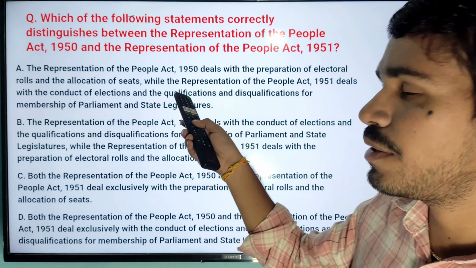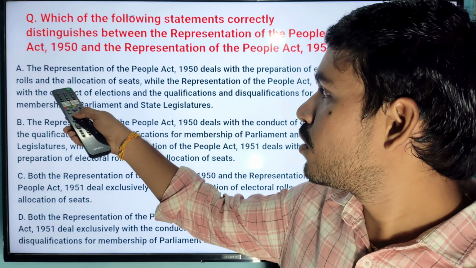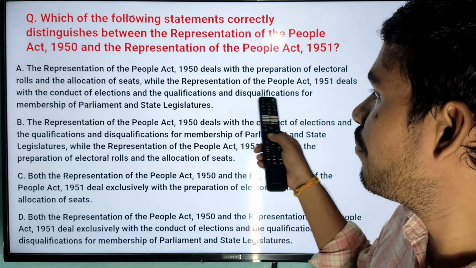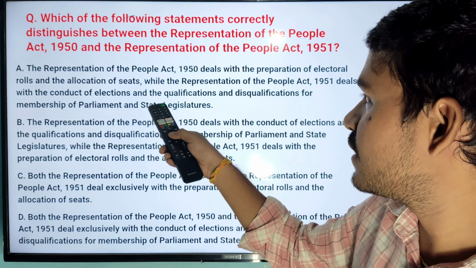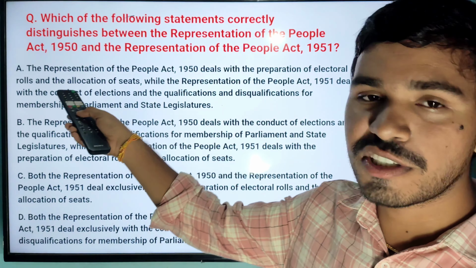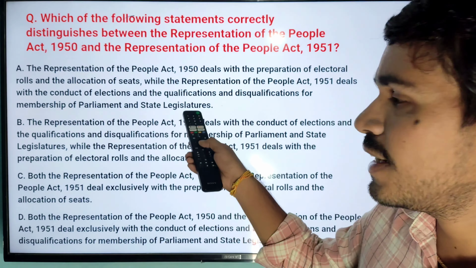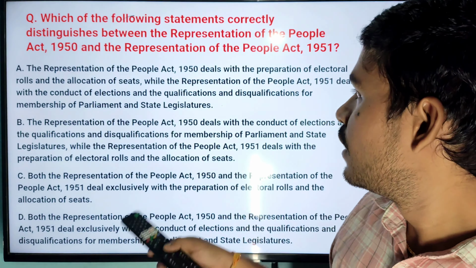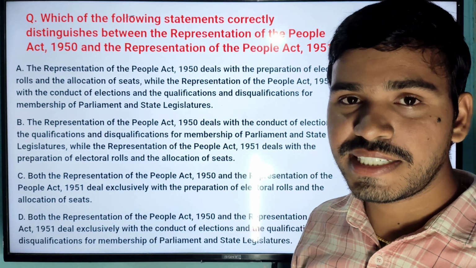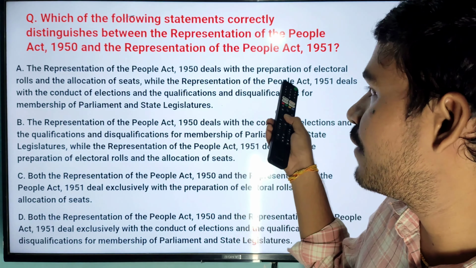The answer to this one is statement A. The 1950 Act deals with the preparation of electoral rolls and allocation of seats, while the Representation of the People Act 1951 deals with how to conduct the elections and the qualifications and disqualifications of membership of Parliament and state legislatures. Electoral rolls means who has the vote in MLA elections, state legislatures and MP elections. But in the 1951 Act, what they discuss is how to conduct the elections and who are the eligible candidates for the MPs and MLAs.